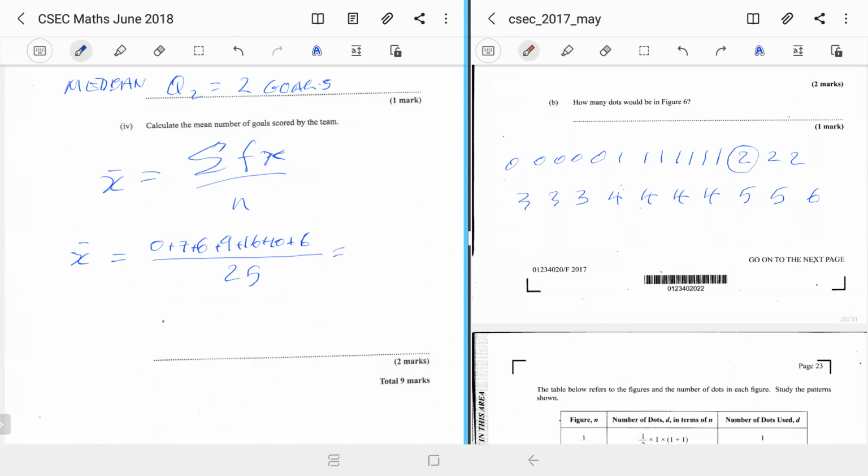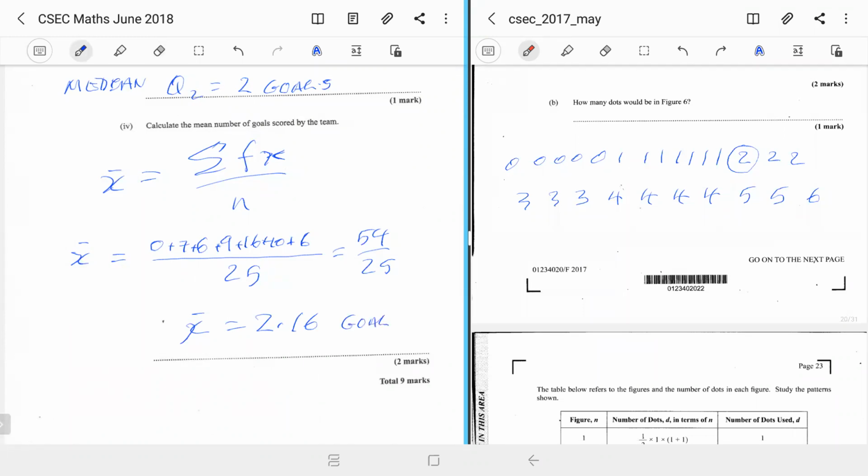It works out to be 0 plus 7 plus 6 plus 9 plus 16 plus 10 and 6. That's 54 divided by 25. So 54 divided by 25. So the mean is 2.16 goals per match.